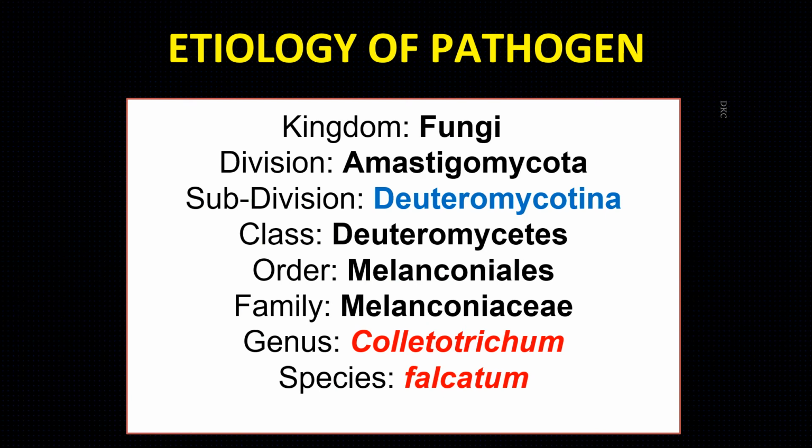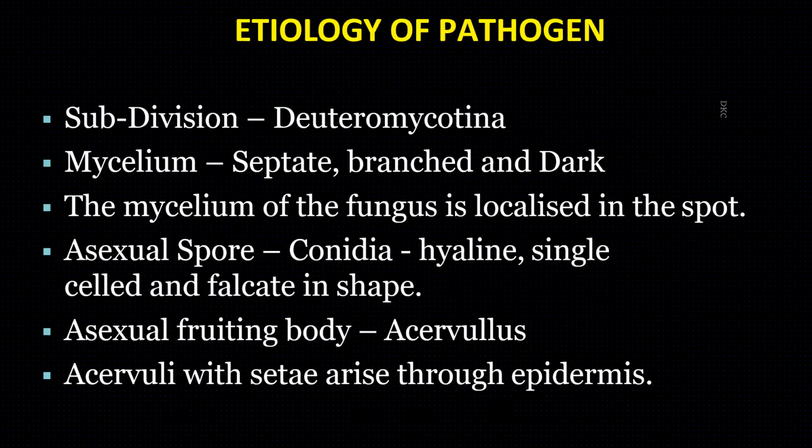Etiology of the pathogen. The pathogen of red rot of sugarcane belongs to the kingdom fungi. The causal agent is the form species Colletotrichum falcatum, belonging to the form class of fungi imperfecti, the subdivision Deuteromycotina. Mycelium is septate, branched and dark in color. The mycelium of the fungus is localized in the spot. Asexual spores, conidia, are hyaline, that is translucent, single-celled and falcate in shape.